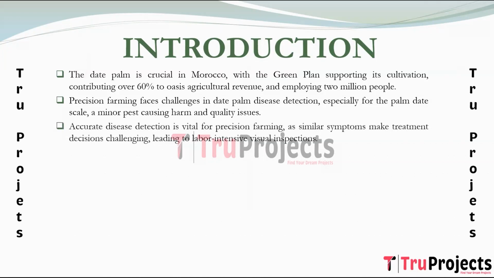Effective disease detection and classification play a pivotal role in precision farming strategies. Farmers encounter difficulties in accurately assessing the degree of infestation, particularly when symptoms overlap. The choice between chemical treatments and alternative practices is contingent upon the severity of the infestation, making regular visual inspections a time and labor intensive task for farmers and experts.